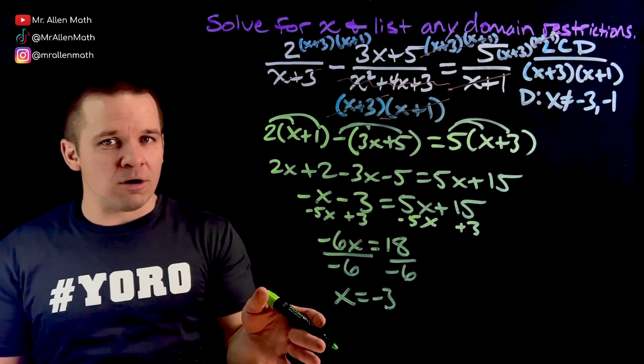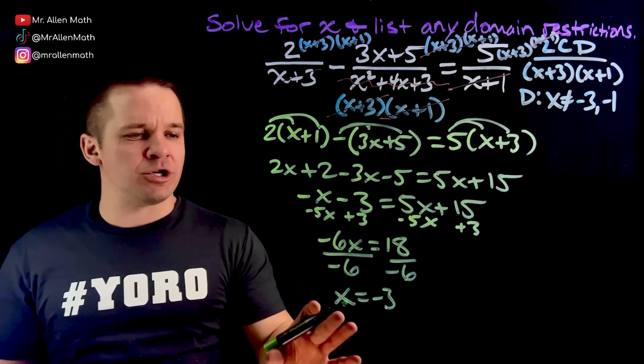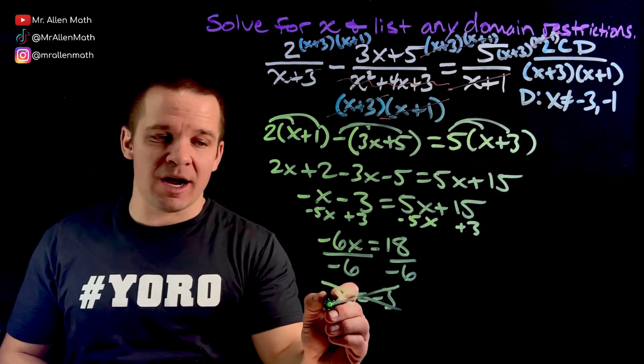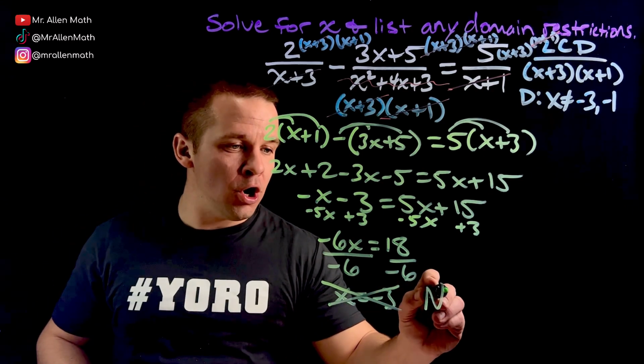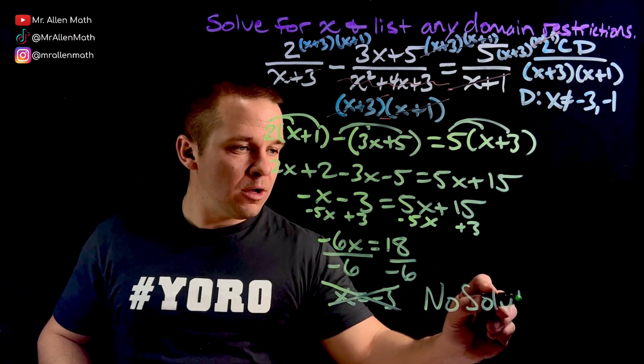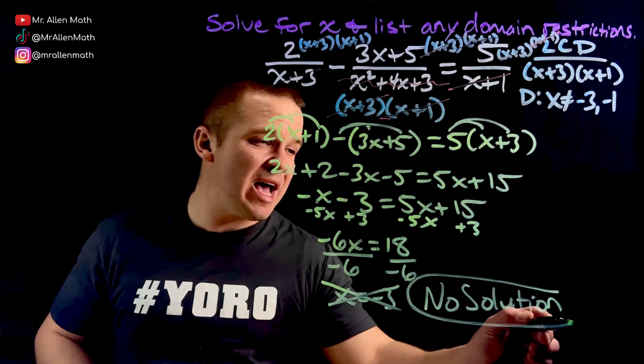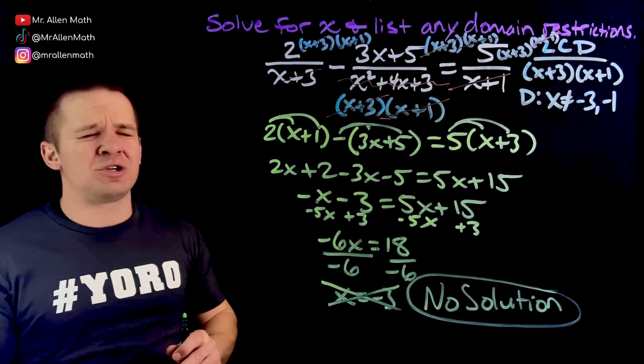Before I circle, I have to make sure this is not a domain restriction. It is. This is an extraneous solution. So really there is no solution to this problem because there's no other number that's going to work. No solution. That's so sad. We did all that work and there's no solution.